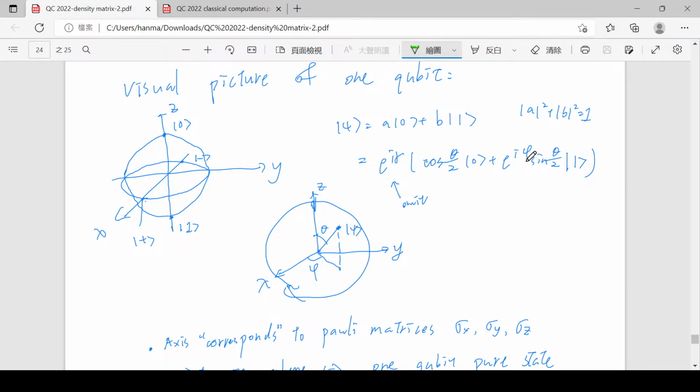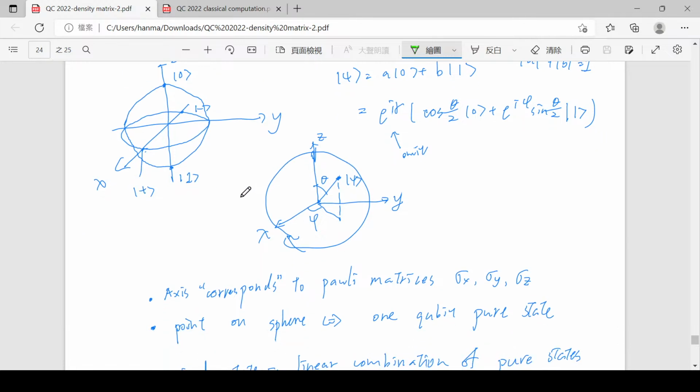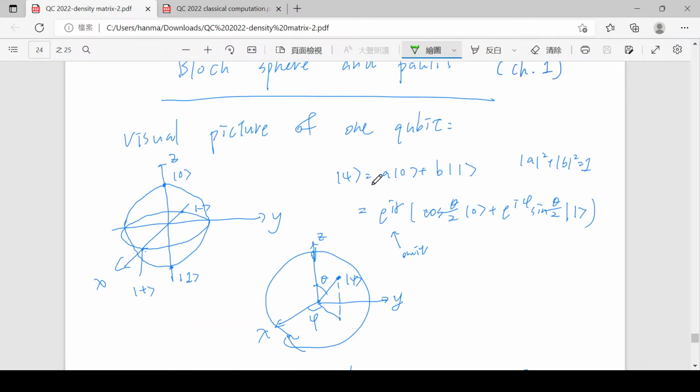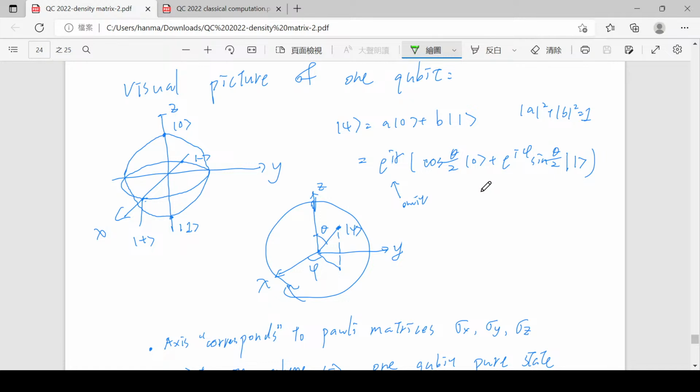You can check yourself that this theta should have range from 0 to pi, and phi should have range from 0 to 2 pi. And so we can identify a state of A0 plus B1 with a pair of theta and phi, and we can draw the theta, phi as a spherical coordinate on the sphere.